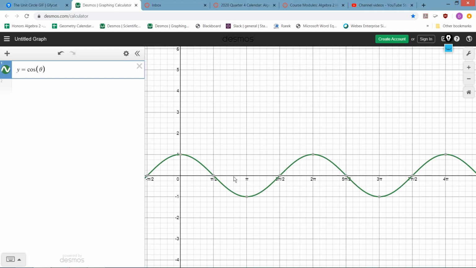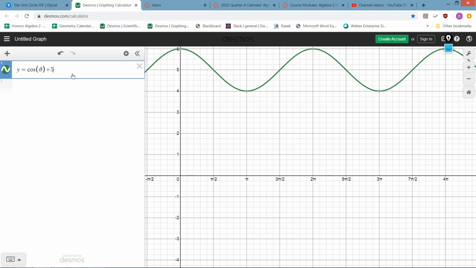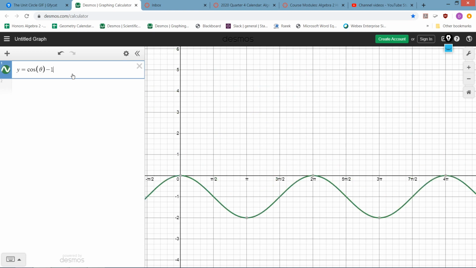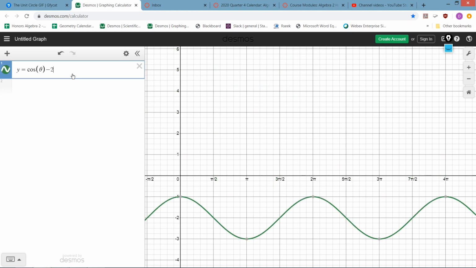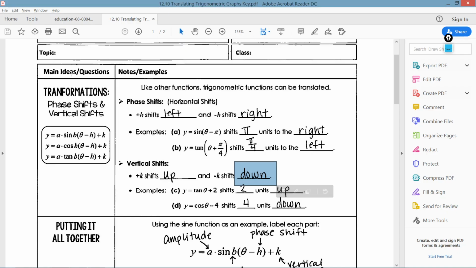So I showed you a little bit of that, but here's y equals cosine of theta. I won't do it with sine because it's the same thing. If I do this plus 2, look, the graph moves up 2. Plus 3, plus 4, plus 5. Very simple. Minus 1, minus 2, minus 3, minus 4. So it's identical. The k is identical in concept to everything else you've learned. And the h is identical in concept too.